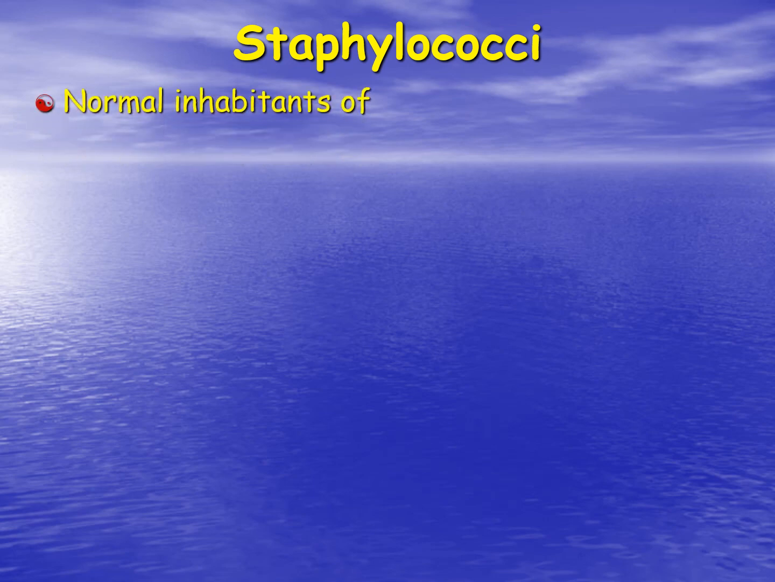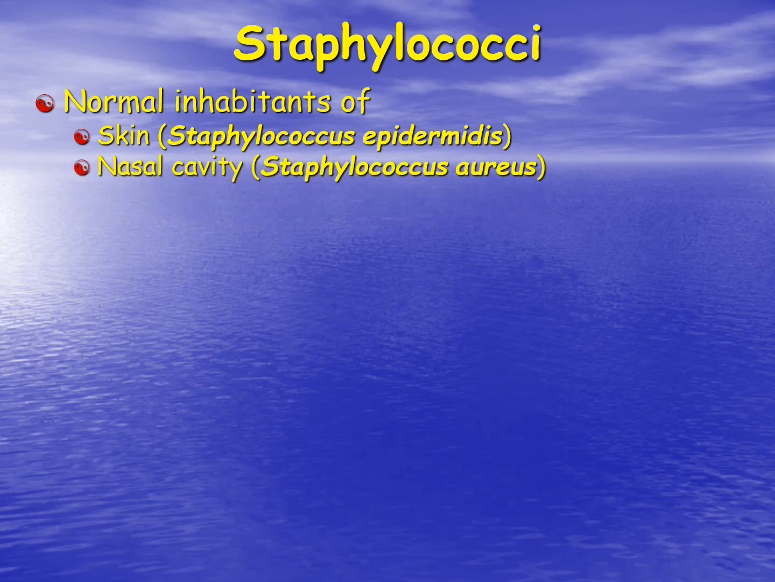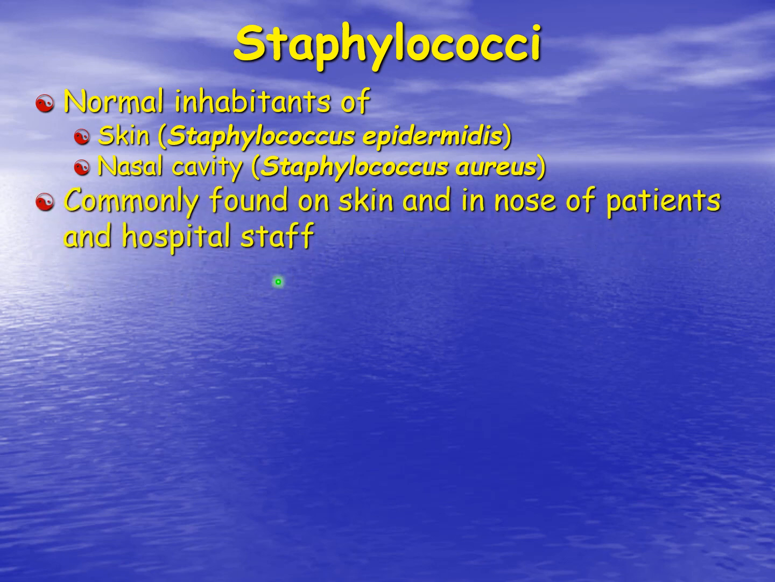So let's look a little closer at some staphylococcal diseases. Staphylococcus are actually normal inhabitants of the skin. So primarily on the surface of our skin, we have Staphylococcus epidermidis. Can be seen in the nasal cavity, and this can include Staphylococcus aureus, and also Staphylococcus aureus can be on the skin as well in low numbers. So commonly found on skin and in the nose of patients and hospital staff.